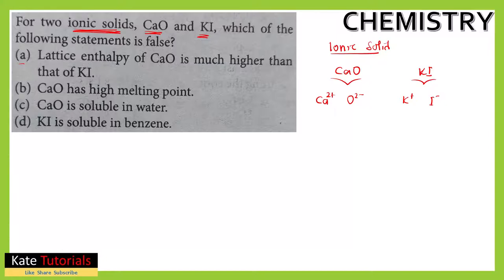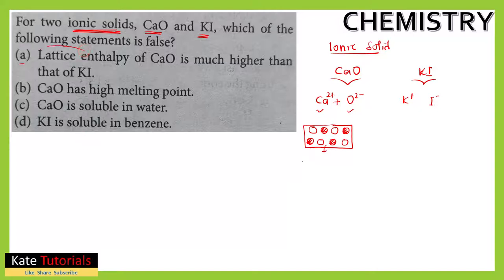We should know that if the charge on the cation and the charge on the anion are more, they form a very good lattice. Here Ca2+ and O2- alternate, Ca2+ O2-, O2- Ca2+, and like this they form a very strong solid. Once they form a strong solid, while forming it they release so much energy. That energy we call lattice energy, or the lattice enthalpy.